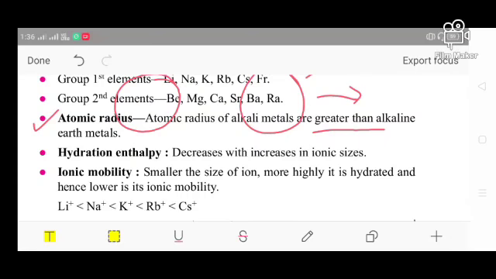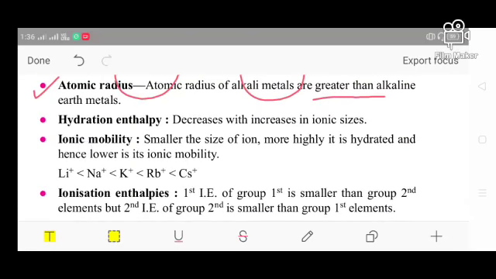I hope you have all understood the concept. Okay, after that, the hydration enthalpy. What is hydration enthalpy? It decreases with the increase of ionic size. So you have to remember this: when the ionic size increases, the hydration enthalpy decreases.